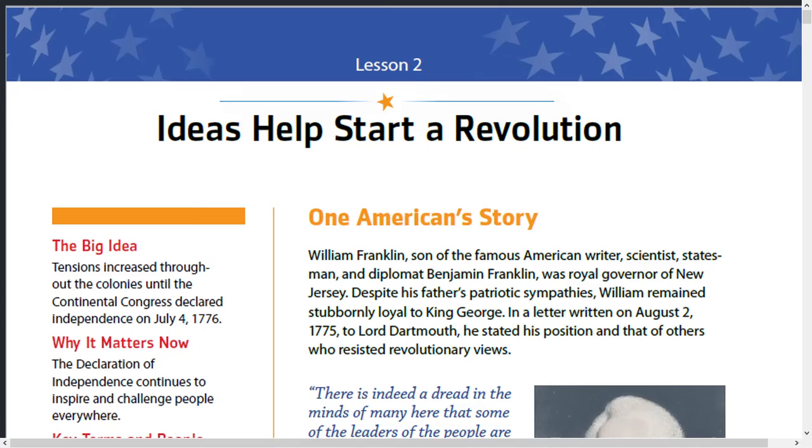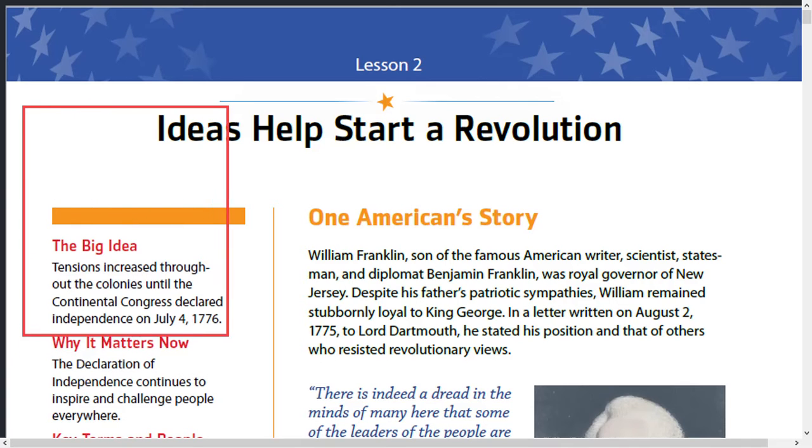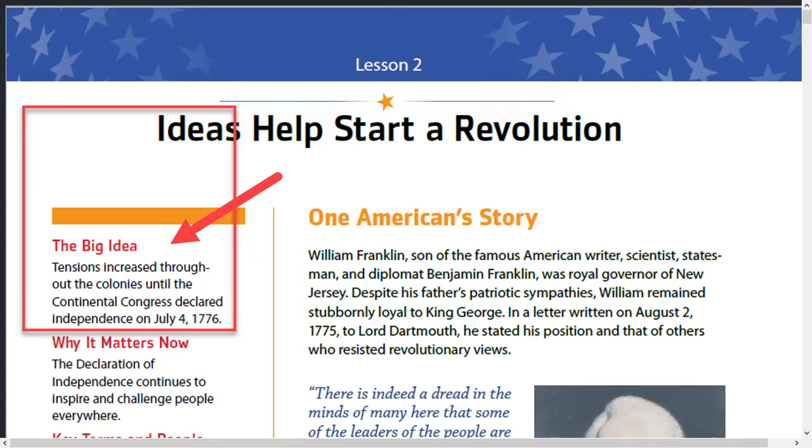Hi, everyone. This is just a short introduction and overview to Module 3, Lesson 2 from the textbook The Americans, entitled Ideas Help Start a Revolution. And I want to point out to you right off the bat that the big idea is located right here, and you should definitely put that into your notes. The big idea is that tensions increased throughout the colonies until the Continental Congress declared independence on July 4th, 1776.